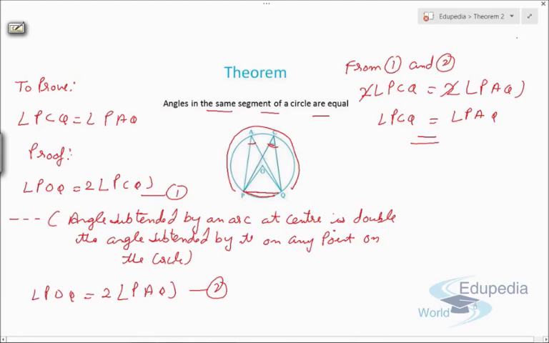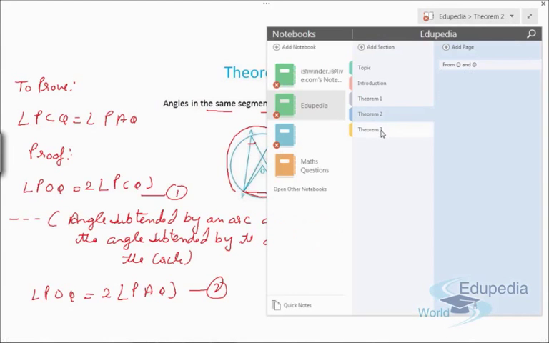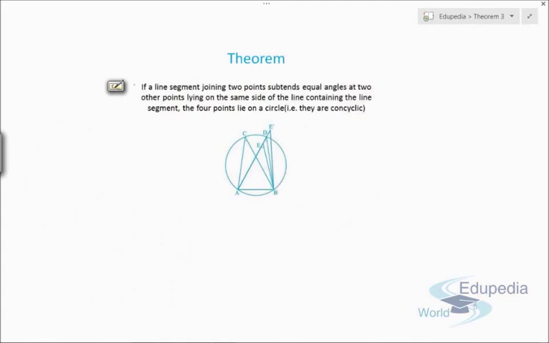Now let's discuss the next theorem, theorem number 3. This theorem is very easy. Let's say if a line segment joining 2 points subtends equal angles at other points lying on the same side of the line containing the line segment, the 4 points lie on a circle, means they are concyclic. So let's see how we can prove this type of theorem. Let's say we have a line AB, and let's say we have another point over here, C. Now if we draw a circle like this around this point. Now let's say D point is over here.